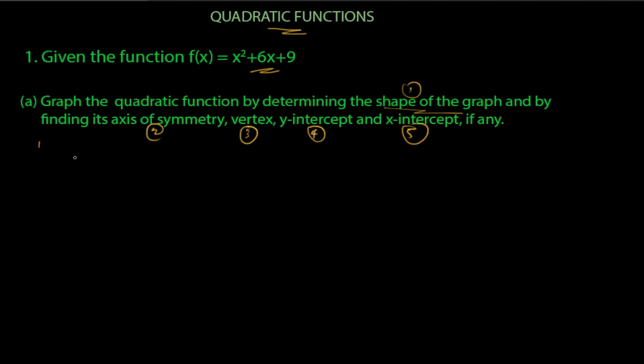So let's start. The question says you're given the function x squared plus 6x plus 9, and you're told to graph the quadratic function by first determining the shape of the graph, then you find the axis of symmetry of the graph, then third you find the vertex, the fourth you find the y-intercept, and lastly you find the x-intercept. Having done all this, you can then plot your quadratic graph. So let's start by finding the first information, which is the shape of the graph.